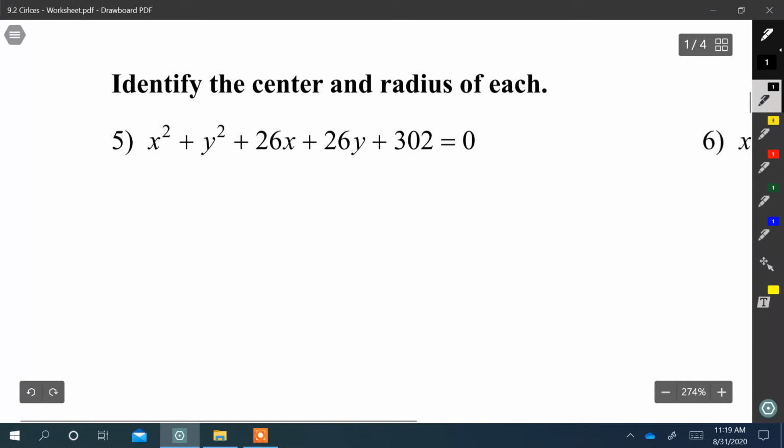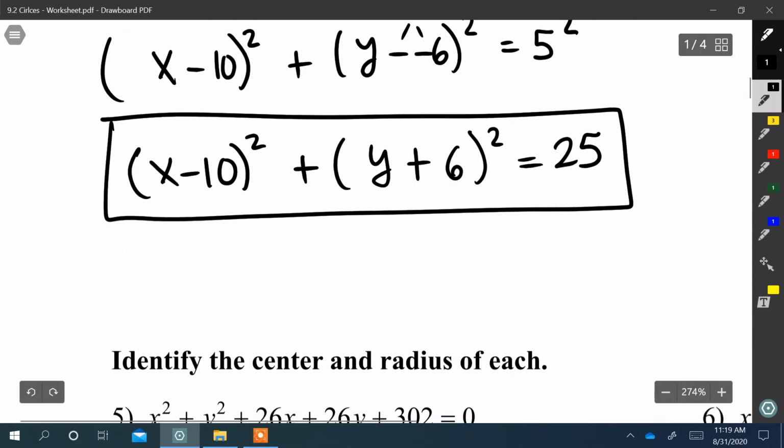It says in here, identify the center and the radius of each. This one is a little bit more difficult because what they're asking you to do is to rewrite this in such a way that it looks like that right there.